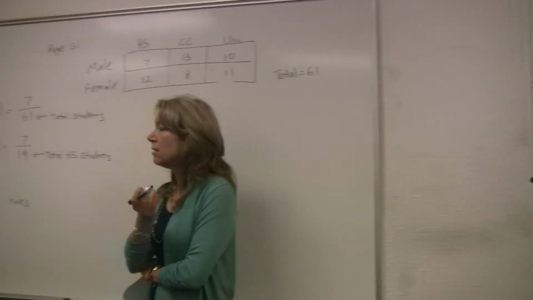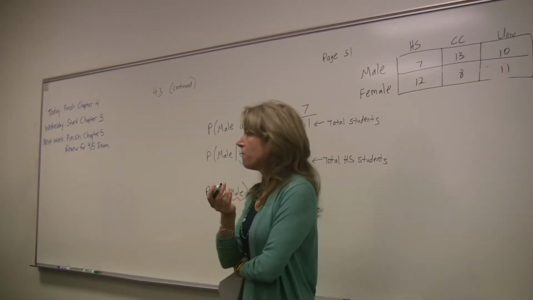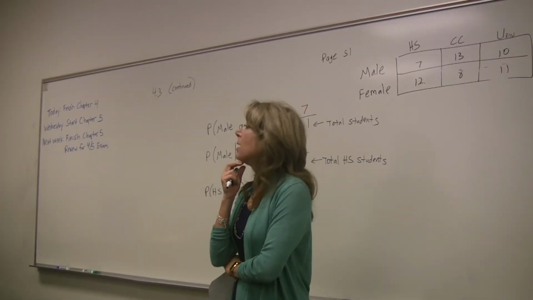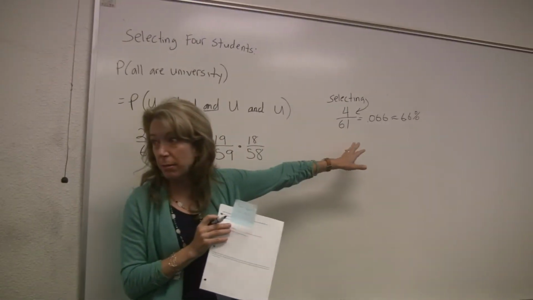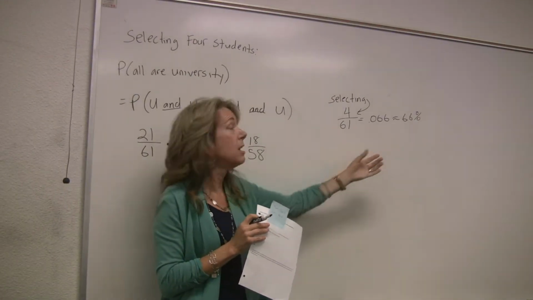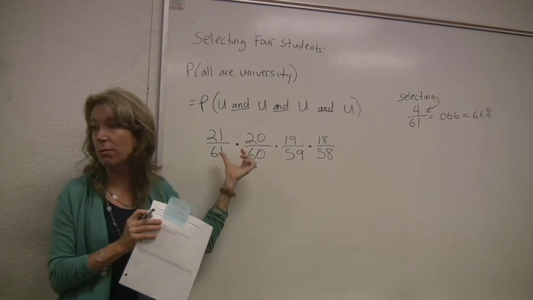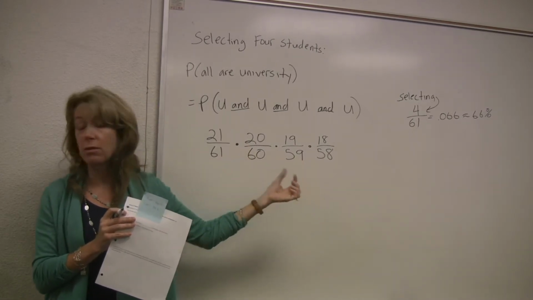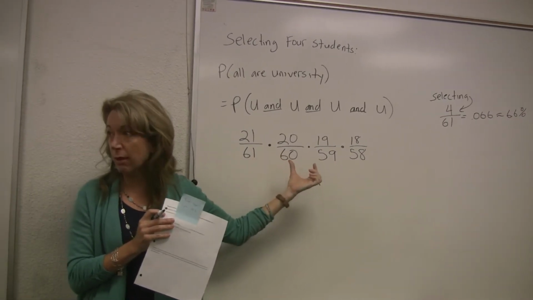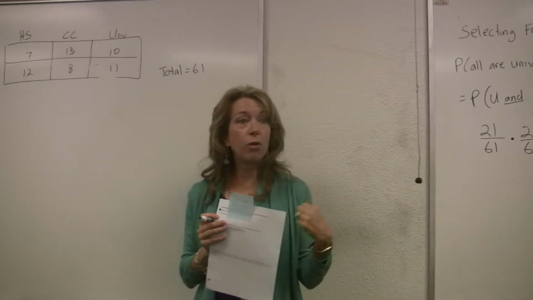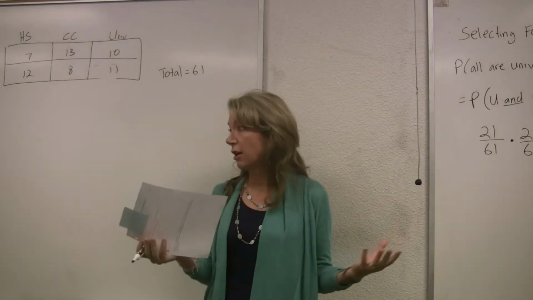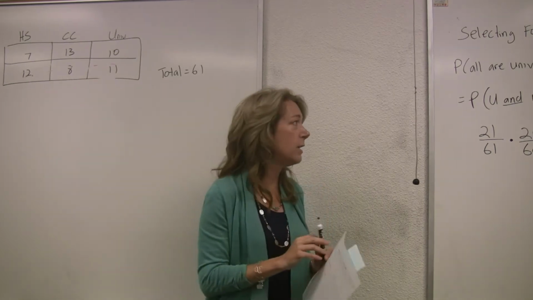Yes? I have a question about that shortcut. Would you just use the first fraction for the shortcut? Yes. So if I was taking a small enough number out that this was less than 5%, I would just take the first fraction and multiply itself 4 times. So I would just write 21 over 61 times 21 over 61, or raise it to the 4th power. That's the nice shortcut, but only when you're taking a few out of a large population. Good questions.